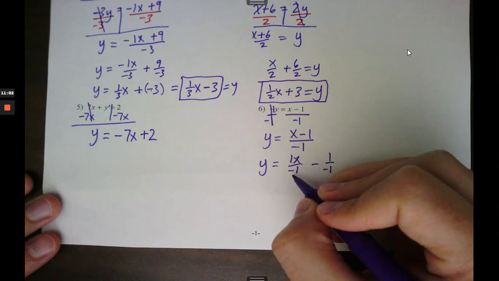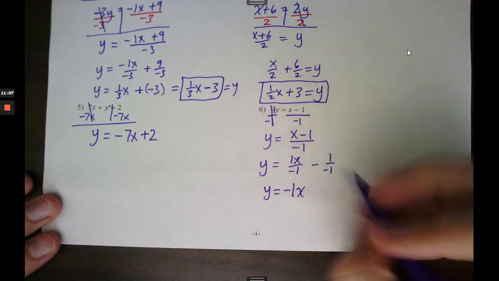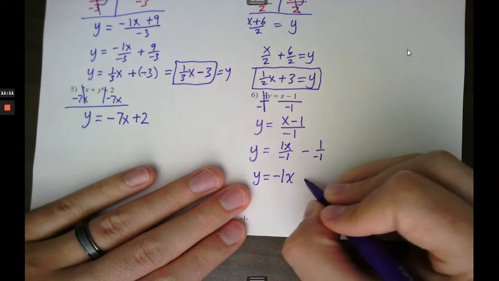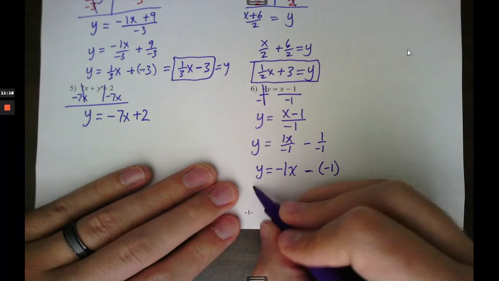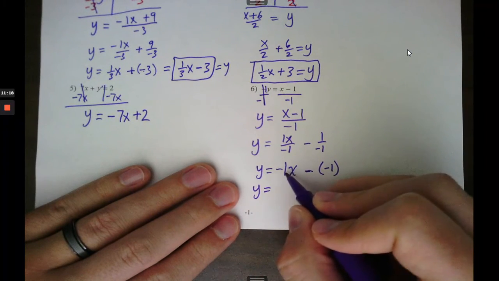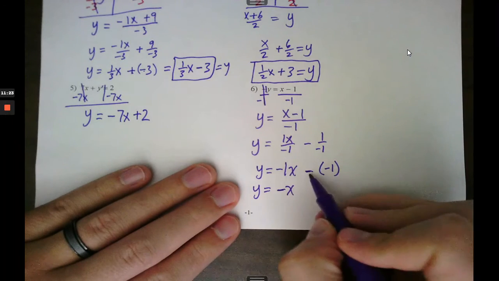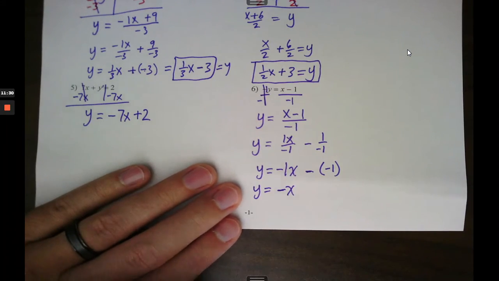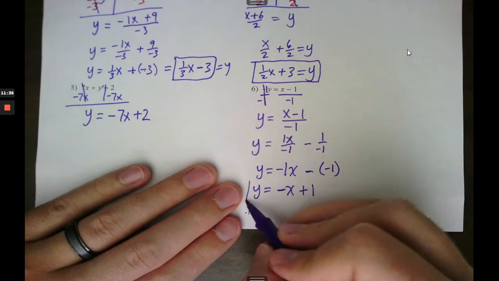1 divided by negative 1 is going to be negative 1. So y equals negative 1x. Okay. And then 1 divided by negative 1 is negative 1, so minus negative 1. Still haven't fully cleaned this up. I don't have to write the 1. I could choose to write just negative x. And here, minus a negative, subtracting a negative, is the same thing as adding a positive, which you should remember from middle school, hopefully. So that becomes a plus 1. And this would be fully simplified.